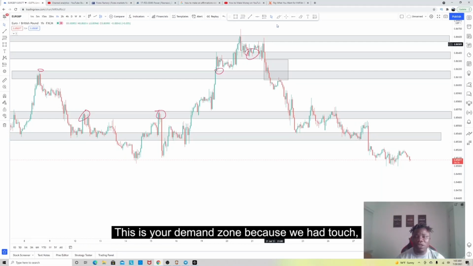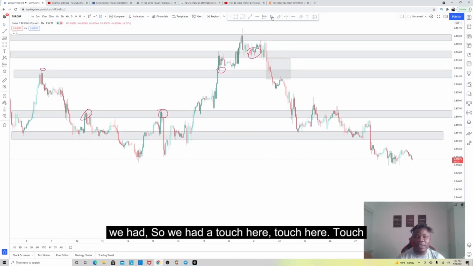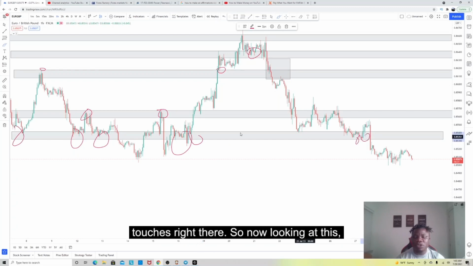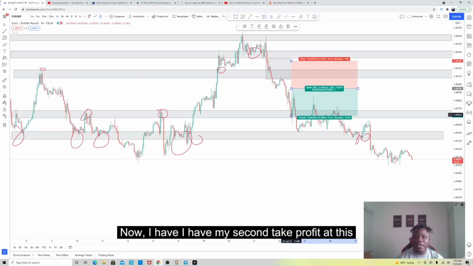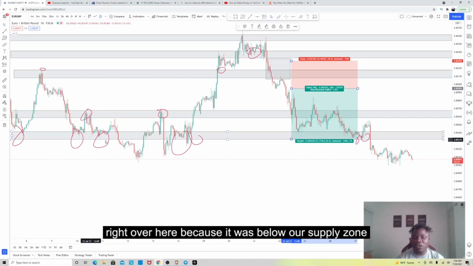This is your demand zone because we had touch here, touch here, touch here, touch here, touch. So we had multiple touches right there. So now looking at this, if you were still in this sell trade, you already know, okay, I have my first take profit here as this zone. Now I have my second take profit at this zone right over here, because if we look here to the left hand side, this was a demand zone right over here because it was below our supply zone.